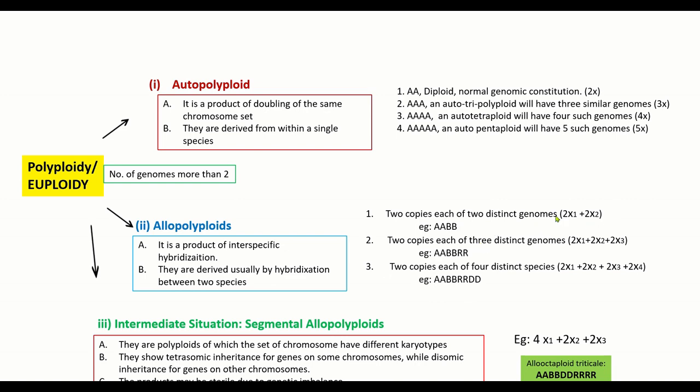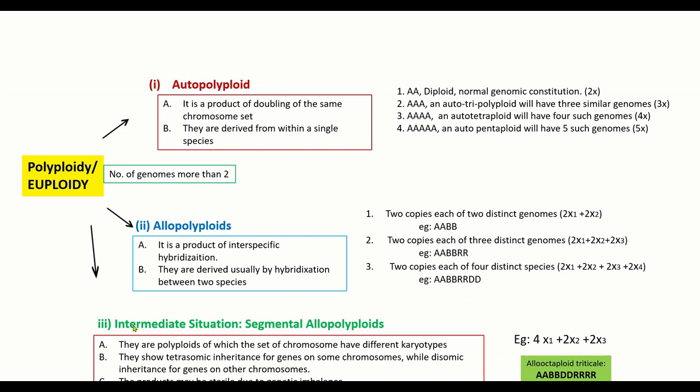What are these? Two copies of two distinct genomes: 2x of one type of genome, and 2x of another type of genome, forming AABB. In the second case, we have two copies each of three distinct genomes: 2x1, 2x2, and 2x3, say for example AABBRR, in case of triticale. And two copies of four distinct genomes, AABBRRDD. So this can also happen in octaploid triticale.